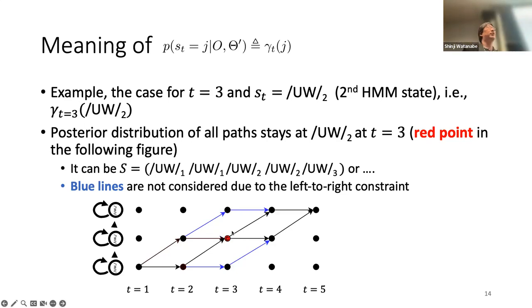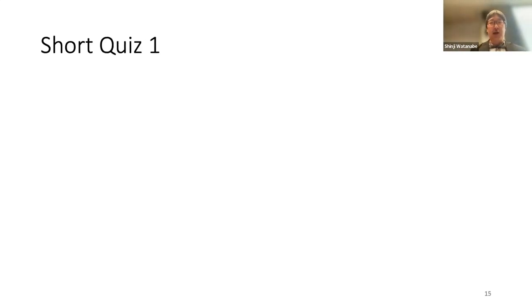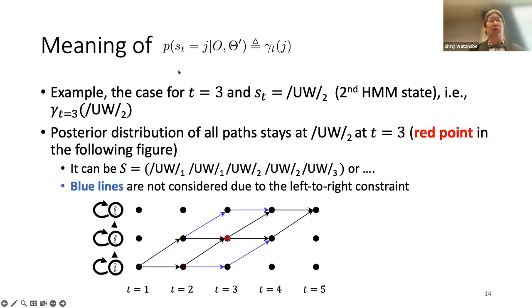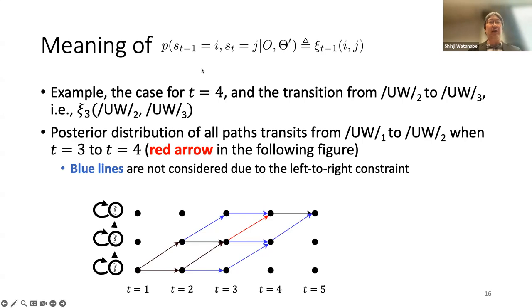By the way, this probability is also called occupation probability, because this means that it occupies here. Many people call it differently, occupation probability or responsibility, and so on. Okay, now I hope you understand the meaning of the occupation probability.